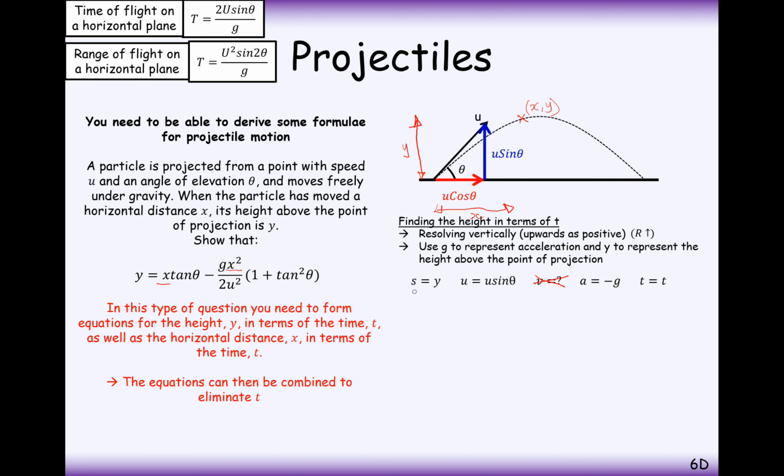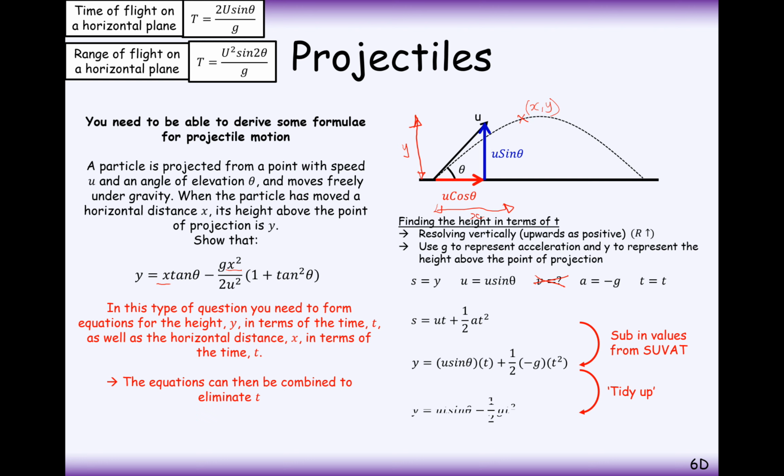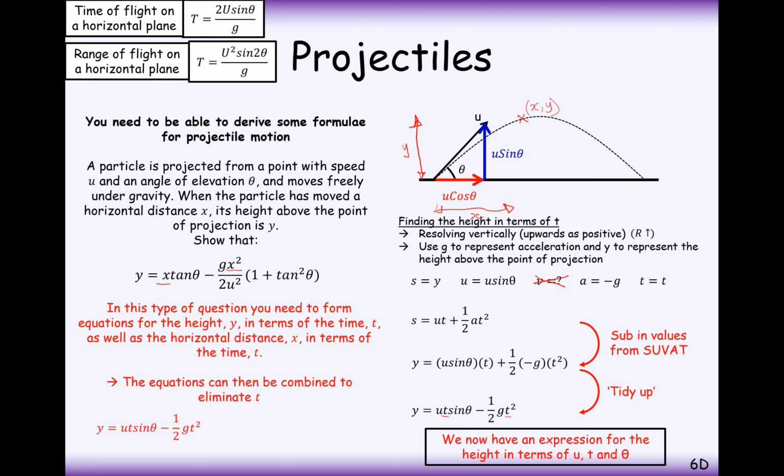So we need to think of a formula that links s, u, a and t together. That's going to be s equals ut plus half at squared. So substitute the numbers in, and you get y equals u sine theta times t plus a half of minus g times t squared. What we've got now is y equals ut sine theta minus a half gt squared. Now it's starting to resemble what we're trying to show here. We just need to get rid of these t values, and then hopefully it will tend towards that expression. So we're halfway there really.